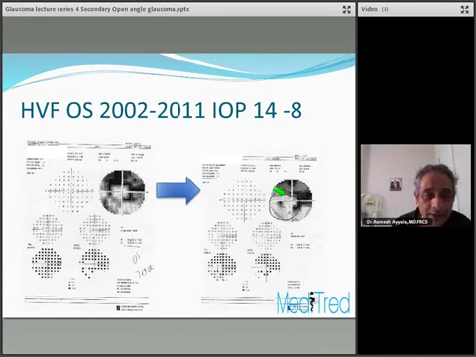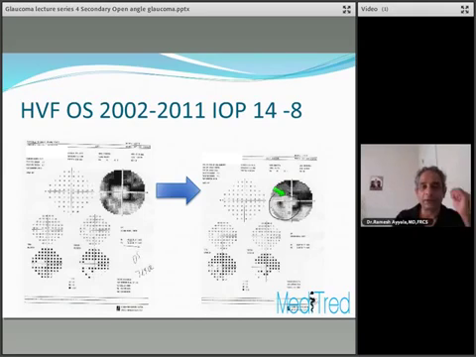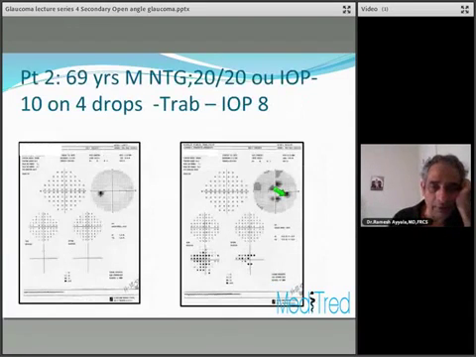So, lesson learned here: if you do reduce the intraocular pressure by about 30%, in the majority of these patients, not every single one of them, but the majority, there is stabilization of the vision field. Very important point for you to remember.